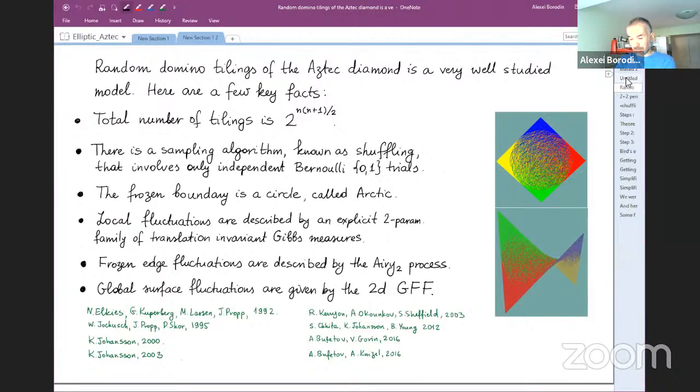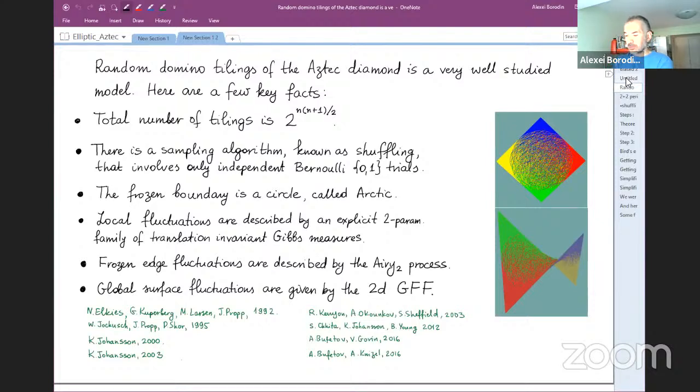There is a very nice sampling algorithm known as domino shuffling that allows one to produce a uniformly random sample by a sequence of simple coin flips. And this is what produces the pictures that I'm going to show throughout the talk.